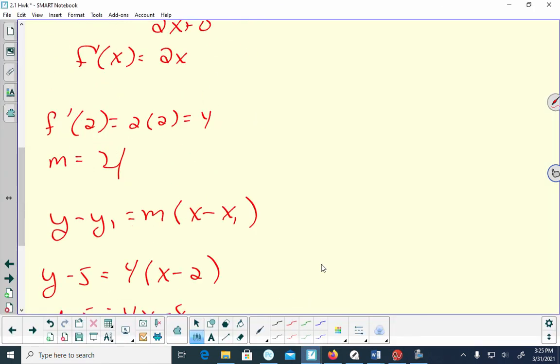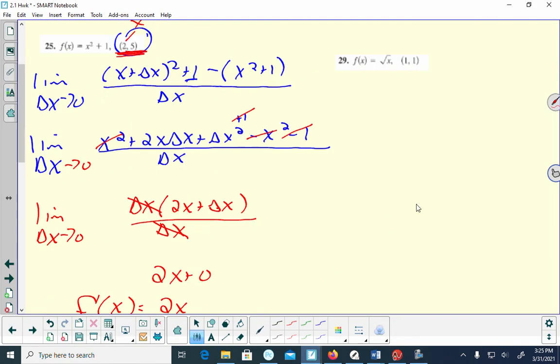Okay, going back and doing the other one, square root of x. I'm not going to check this one on your calculator, but you know how to do it. So when I do this, I'm going to take the limit as delta x approaches 0 of the square root of x plus delta x minus the square root of x all over delta x.